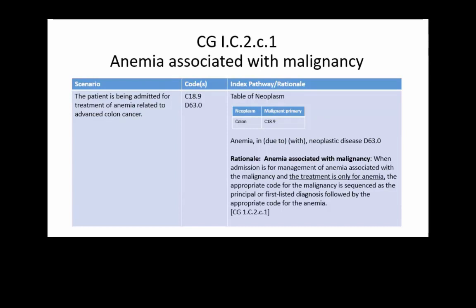This guideline has to do with anemia associated with the malignancy. Anemia can be associated with different things, and in this case it is specifically associated with the malignancy. And the guideline tells us that when the admission is for management of anemia associated with malignancy and the treatment is only for the anemia, the malignancy is coded first and then the anemia. So I have here the table of neoplasms showing you the colon cancer is a malignant primary, and then the anemia is your main term in the index with or due to neoplastic disease. Neoplastic disease, neoplasm, and malignancy are all terms that can be used interchangeably.